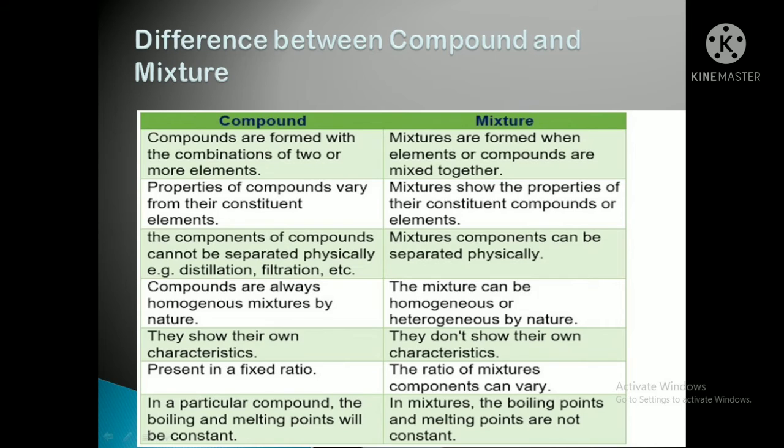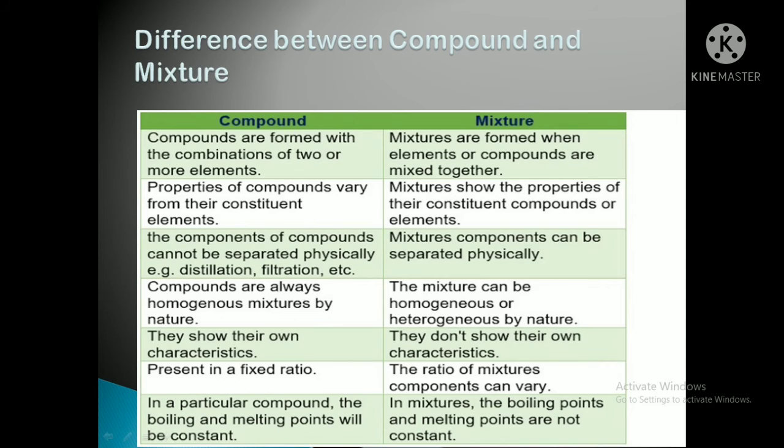Compounds are what? They are formed on combination of two or more elements, and mixtures are formed when elements or compounds are together. Okay, properties of compounds vary from their constituent elements, and mixtures show the properties of the constituent compounds or elements. Number 3, components of compounds cannot be separated physically, for example by distillation or filtration, and mixture components can be separated physically. Compounds are always homogeneous by nature, and mixtures can be homogeneous or heterogeneous by nature.